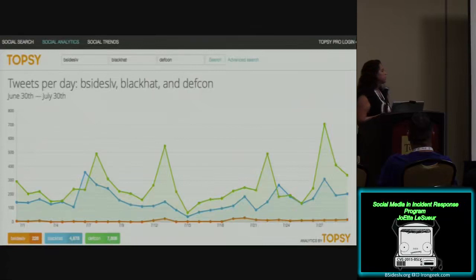Topsy is a tool you can use to monitor Twitter. It has a database of Twitter since 2006, and you can look at hashtags, keywords, photos, links. In this example, I tried to compare the hashtags for B-Sides LV, Black Hat, and DEF CON. In a particular incident response, you might use hashtags of your competitors or hacking groups that might be threatening your particular corporation.